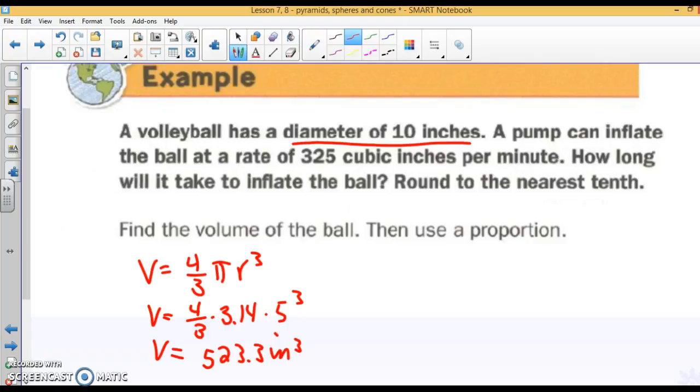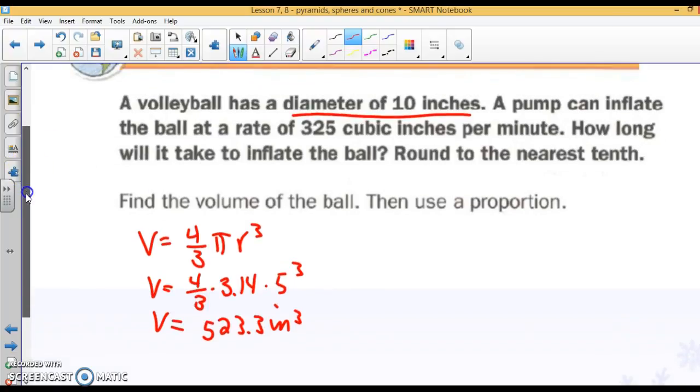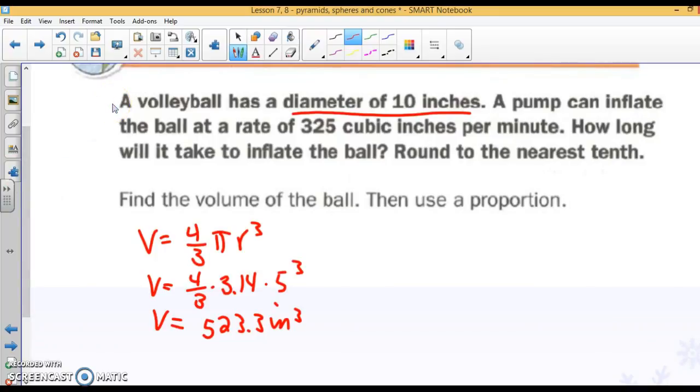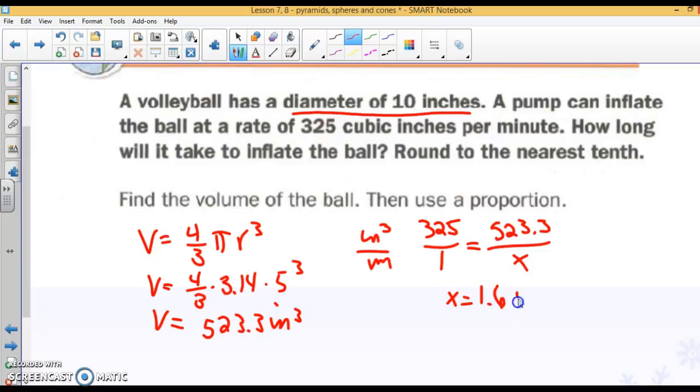Now, if we want to find out how long it's going to take us to inflate this, we can either set up a proportion or we can divide, because there's 325 cubic inches per minute. I'm going to set up a proportion. So I'm going to do cubic inches over minutes. So 325 for 1. We've got 523.3 for, we don't know, x. When you end up solving that, you get x is 1.69.